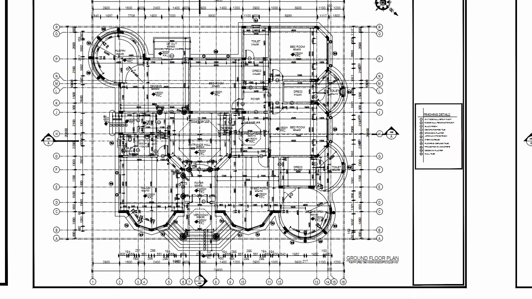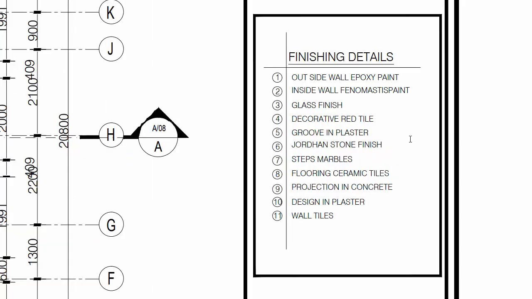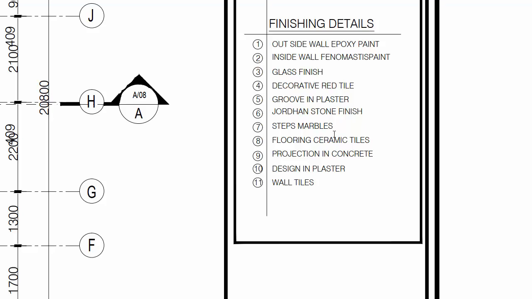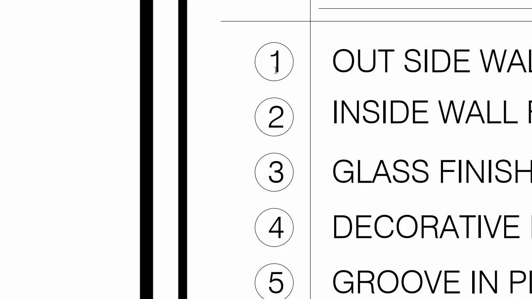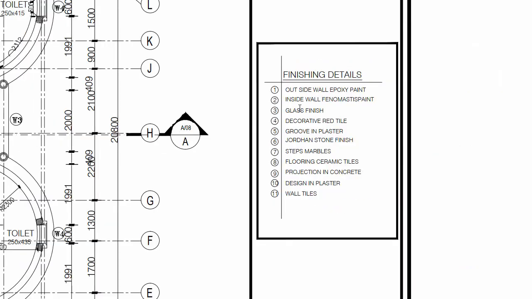So this is the ground floor layout drawing, and we will add the finishing details: outside wall epoxy paint, inside wall paint, glass finish, decorative red tiles, and so on. You can see that. So on number 1 you have the outside wall epoxy paint.